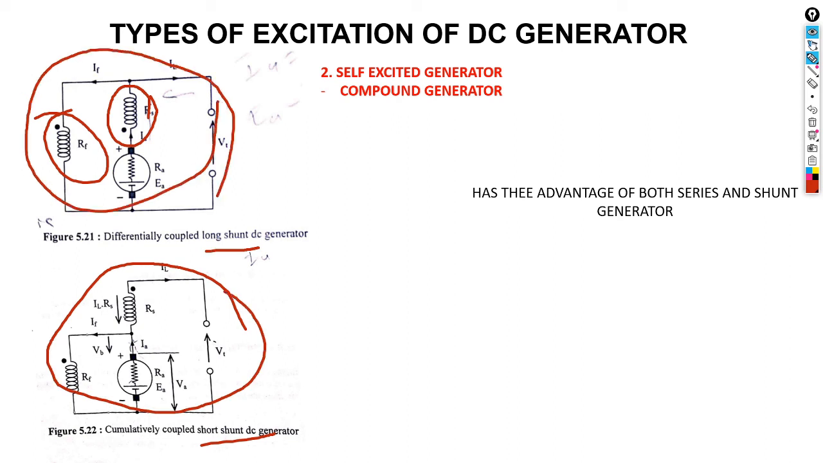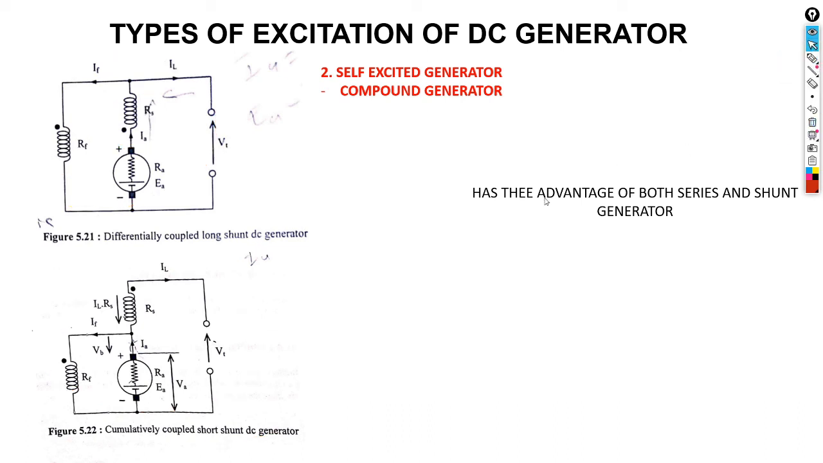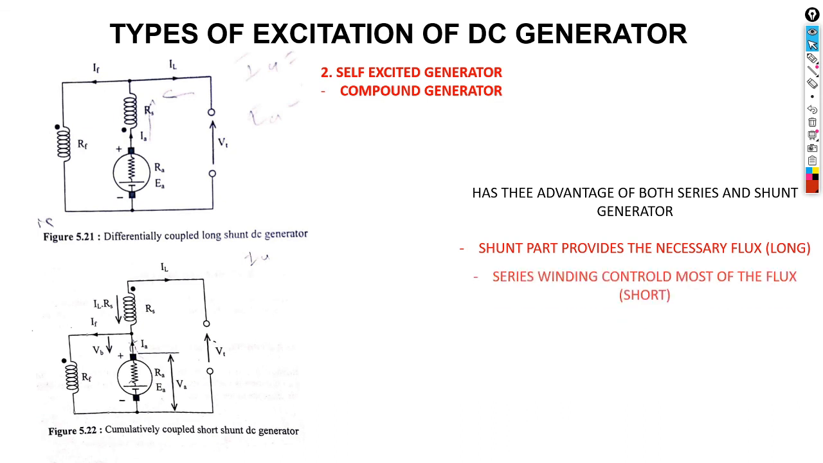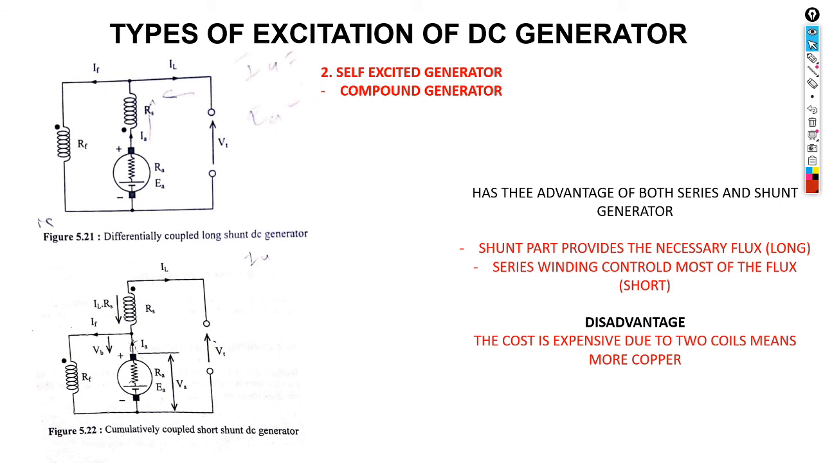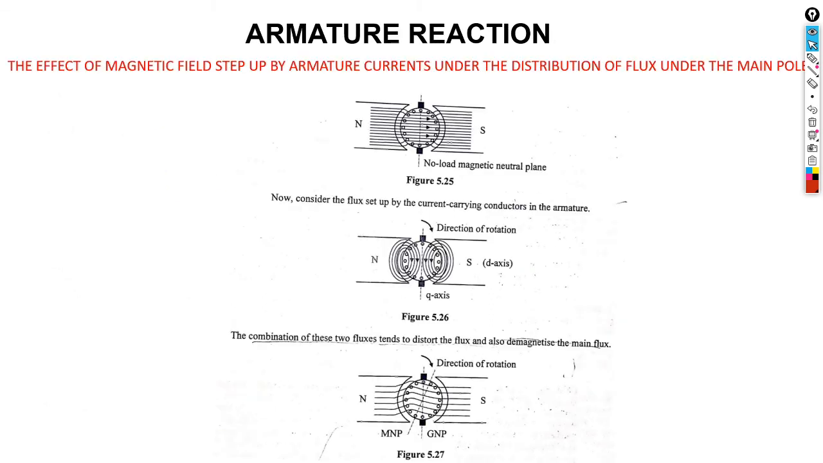Okay, so we say it has the advantage of both, but what can be the disadvantage of this type of connection? Okay, because there is no perfection in electrical engineering. So as we say, a shunt path provides the necessary flux. In long shunt, the series winding controls most of the flux. So the disadvantage of this is going to be the cost. The cost of this generator is higher due to two coils, because the two coils are going to require more copper. Okay, and then as I mentioned something about the armature reaction, what is the armature reaction?